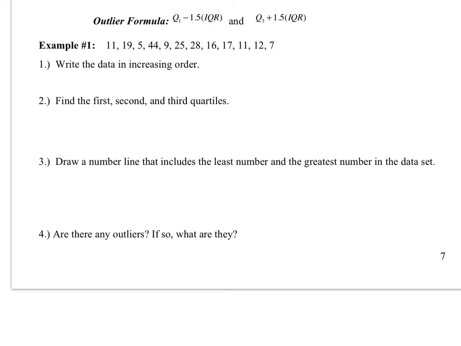Okay, for example number 1, it just literally gives you guys a list of data values. Now, it doesn't specifically ask you to draw a box and whisker plot, just talking about a number line, but I'm going to go ahead and do the box and whisker so it's there and you guys have an example of it. So number 1 says write the data in increasing order.